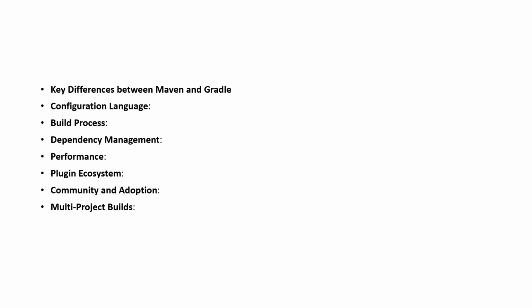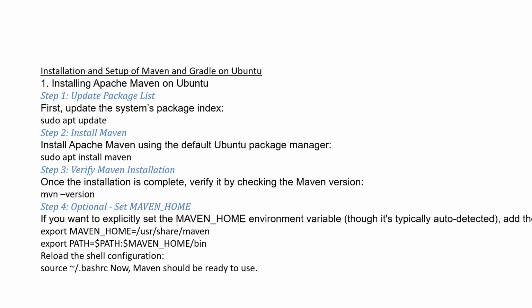So these are all the differences between Maven and Gradle. Now here is the installation procedure and setup of Maven and Gradle on Ubuntu. We will be working on the Ubuntu operating system. The first step is updating your system packages, which can be done using this line: sudo apt update. Apt is the Advanced Package Tool used for updating the system.